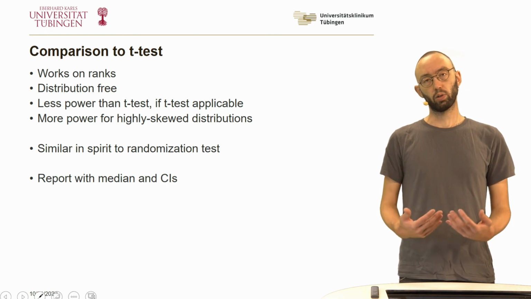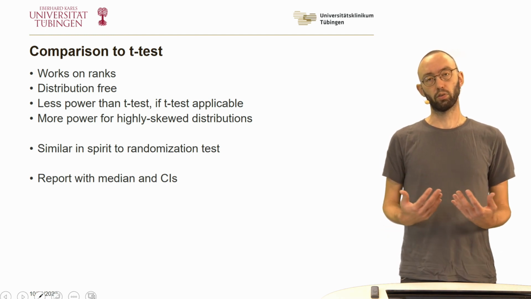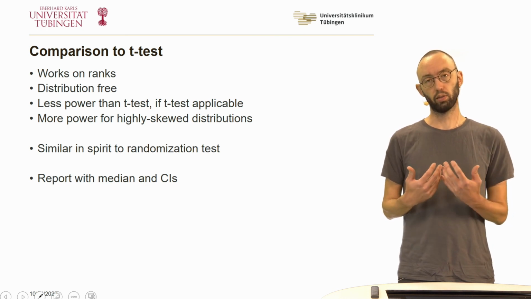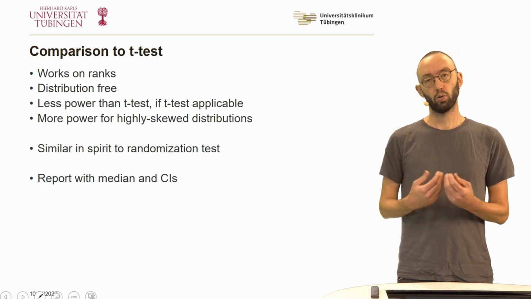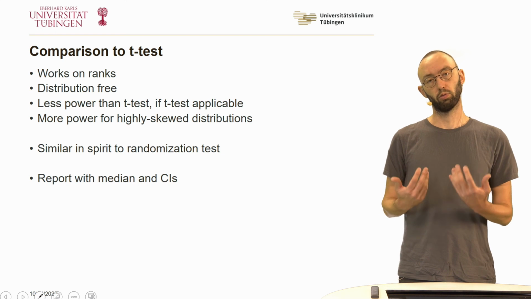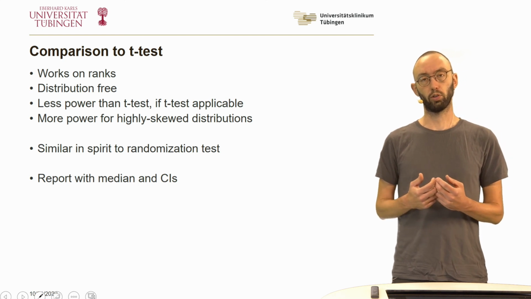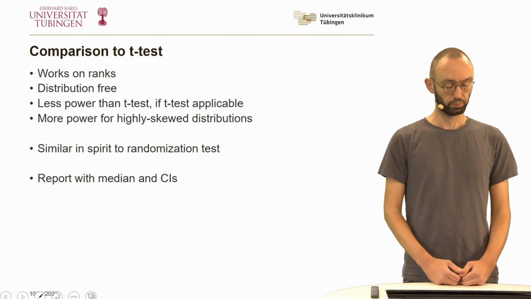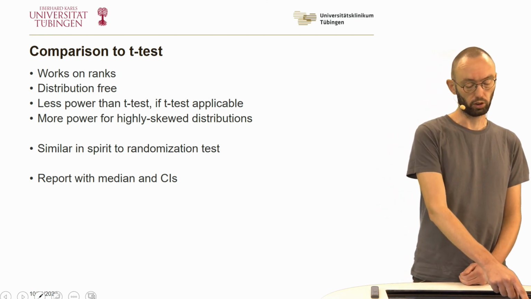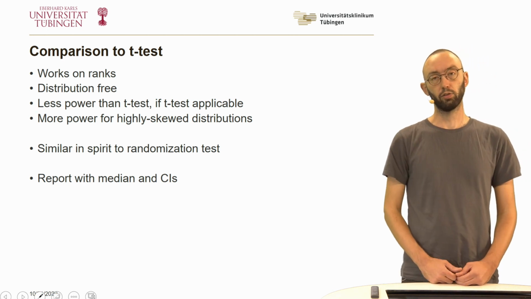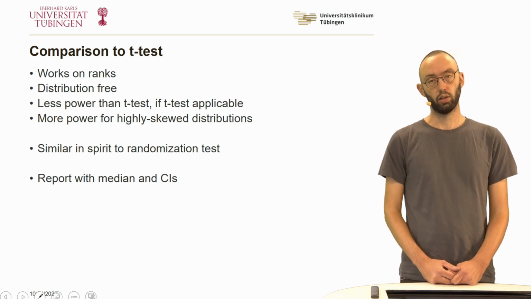For the t-test, we assume that the data in both samples comes from a normal distribution. And this helps us compute the test statistic under the null hypothesis, or the null distribution. And we can show analytically that the form of that null distribution for the t-test is a Student's t-distribution. The problem with the Wilcoxon-Mann Whitney test is that it has less power if the t-test is applicable.